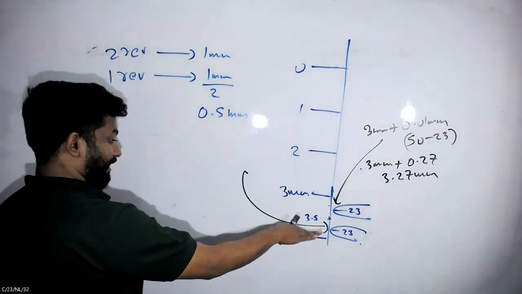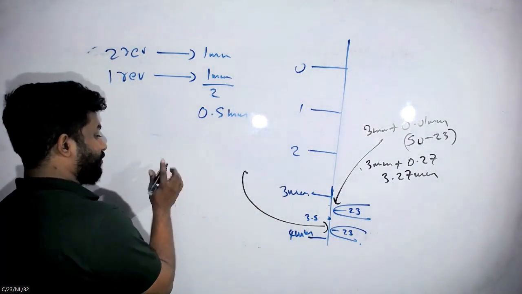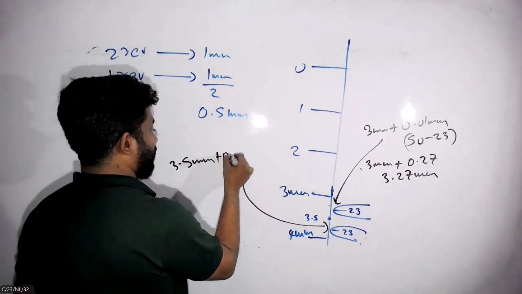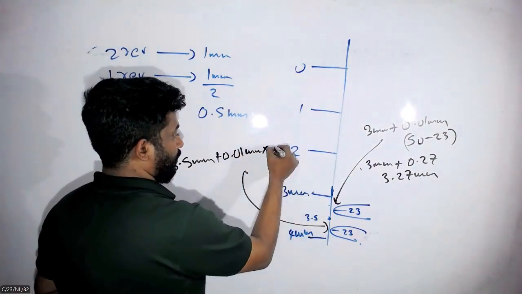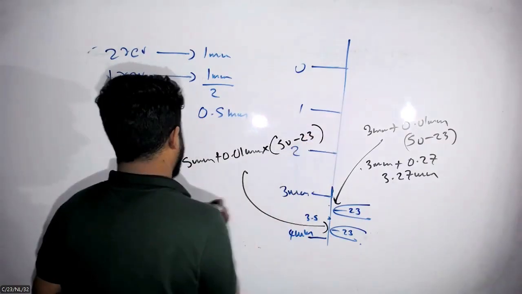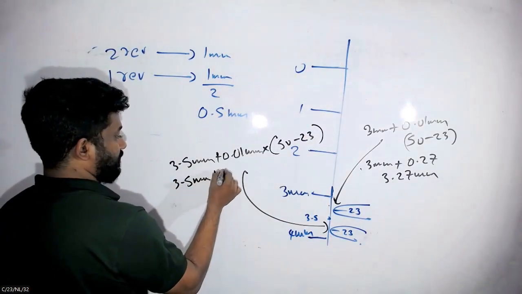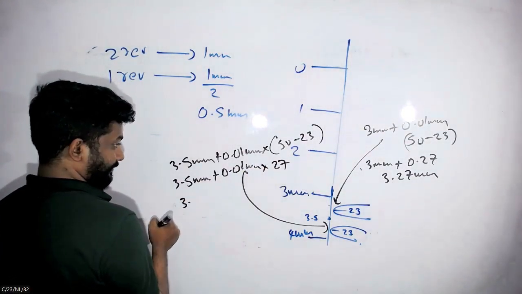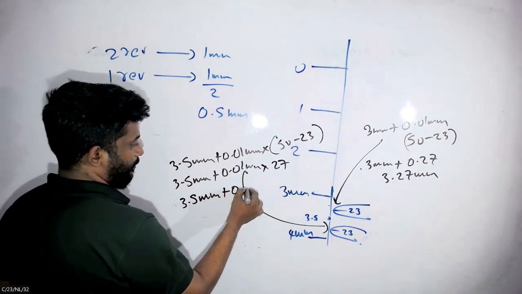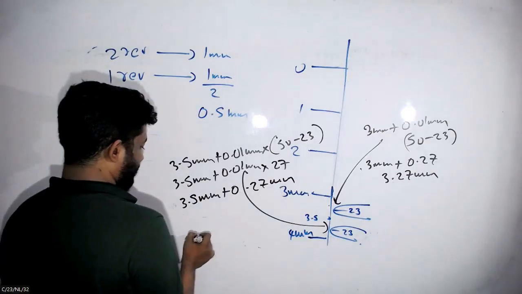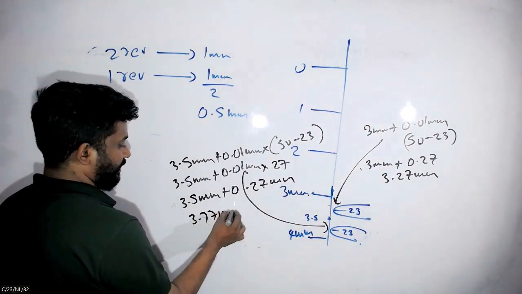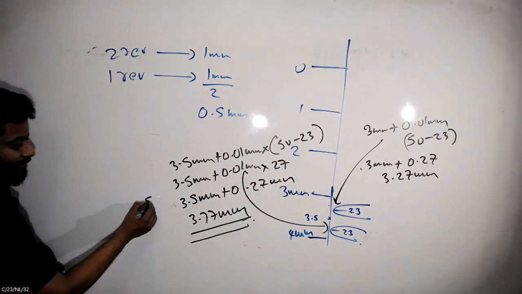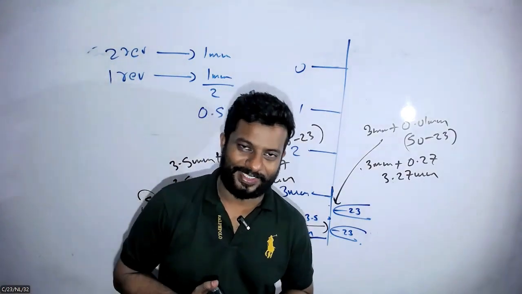Second reading is, for the second reading, main scale reading is not 3 millimeter, it should be 3.5 millimeter. One turn complete plus 0.01 millimeter into again 50 minus 23. 3.5 millimeter plus 0.01 millimeter into 27. 3.5 millimeter plus 0.27 millimeter, then the answer is 3.77 millimeter. This one is the answer. Right? Answer is fifth one. Right. Let's see the next question.